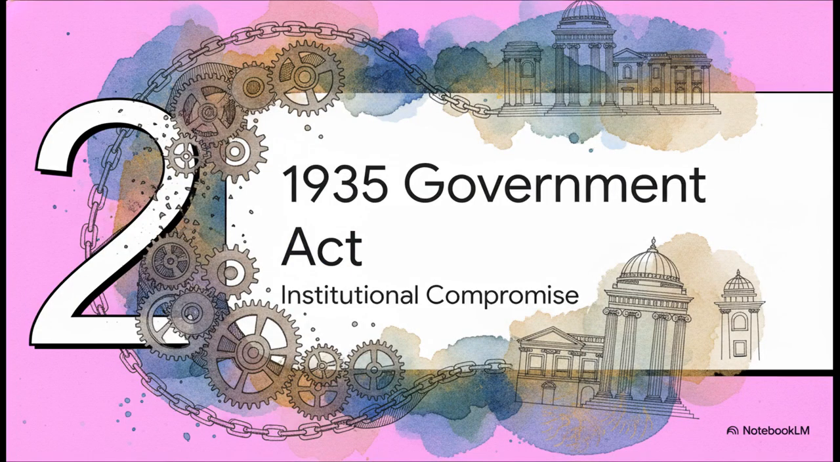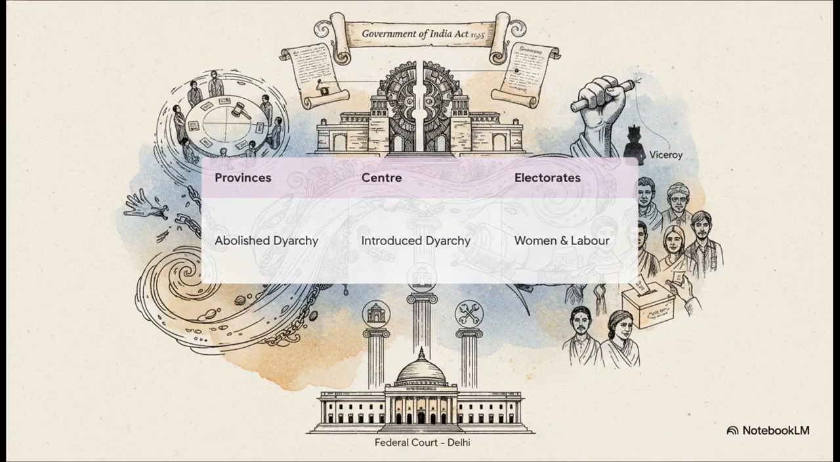Moving on to Section 2, the 1935 Government Act. This internal friction perfectly set the stage for the British to attempt a major institutional compromise. Based on the 3 roundtable conferences and the Simon Commission report, the Government of India Act 1935 heavily restructured power. It granted provincial autonomy by abolishing diarchy in the provinces, but, and here's the catch, in a very calculated move, it introduced that exact same divided rule at the center.